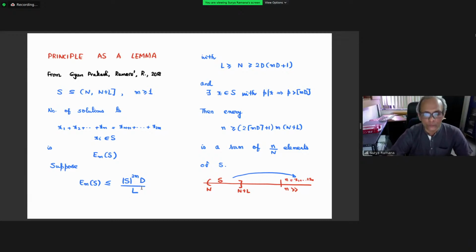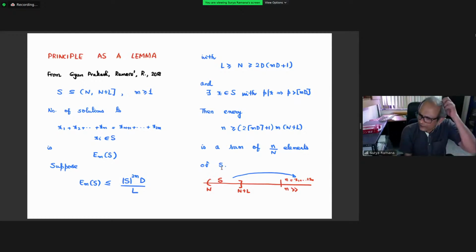So if you can prove such an upper bound, where D is some number, L is the length of this interval, and the cardinality of S to the 2m, and L is larger than this distortion as well, essentially. And if this set S contains a number which is co-prime to all small primes, so all primes essentially not exceeding this D, then every sufficiently large number can be written as a sum of elements of S.